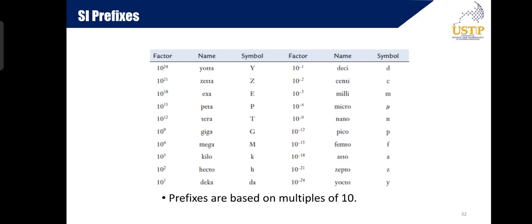So the SI prefixes we have here: the 10 to the power of 24 factor is called yotta, and the symbol is Y. 10 to the power of 21 is zetta, 10 to the power of 18 is exa, 10 to the power of 15 is peta, 10 to the power of 12 is tera, and so on and so forth. So prefixes are based on the multiples of 10, so they have to be expressed in tens, like 10 to the power of 24, 10 to the power of negative 1, 10 to the power of negative 24. Prefixes are based on the multiples of tens.